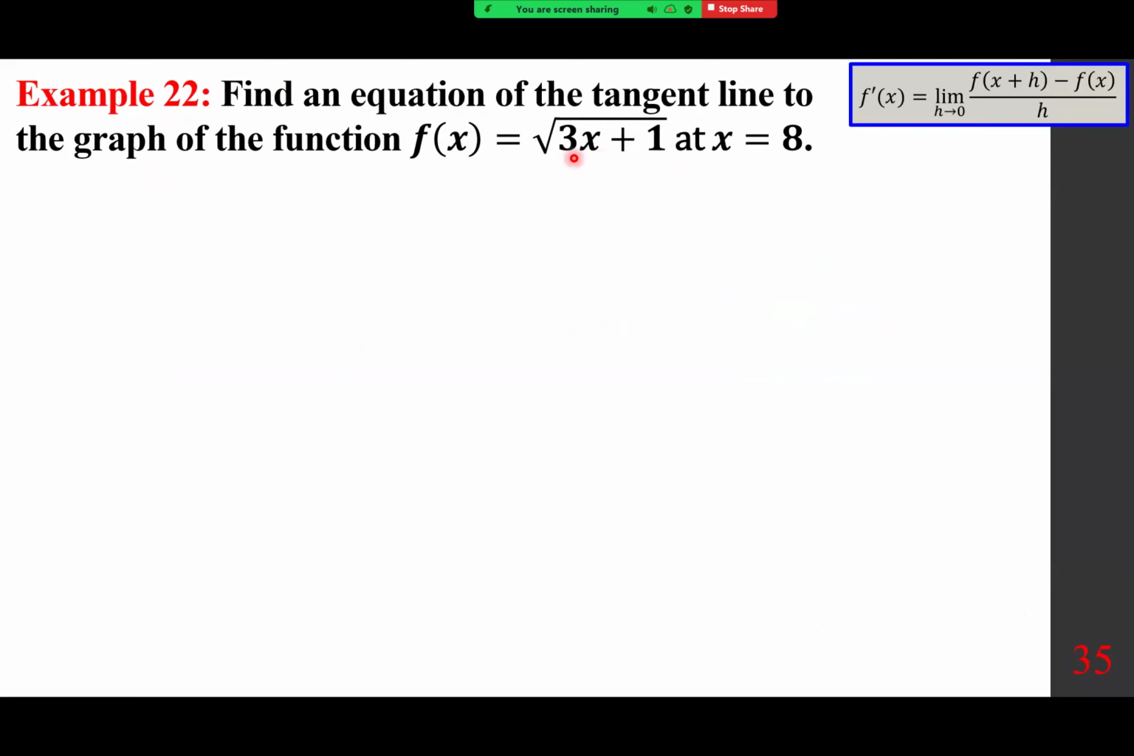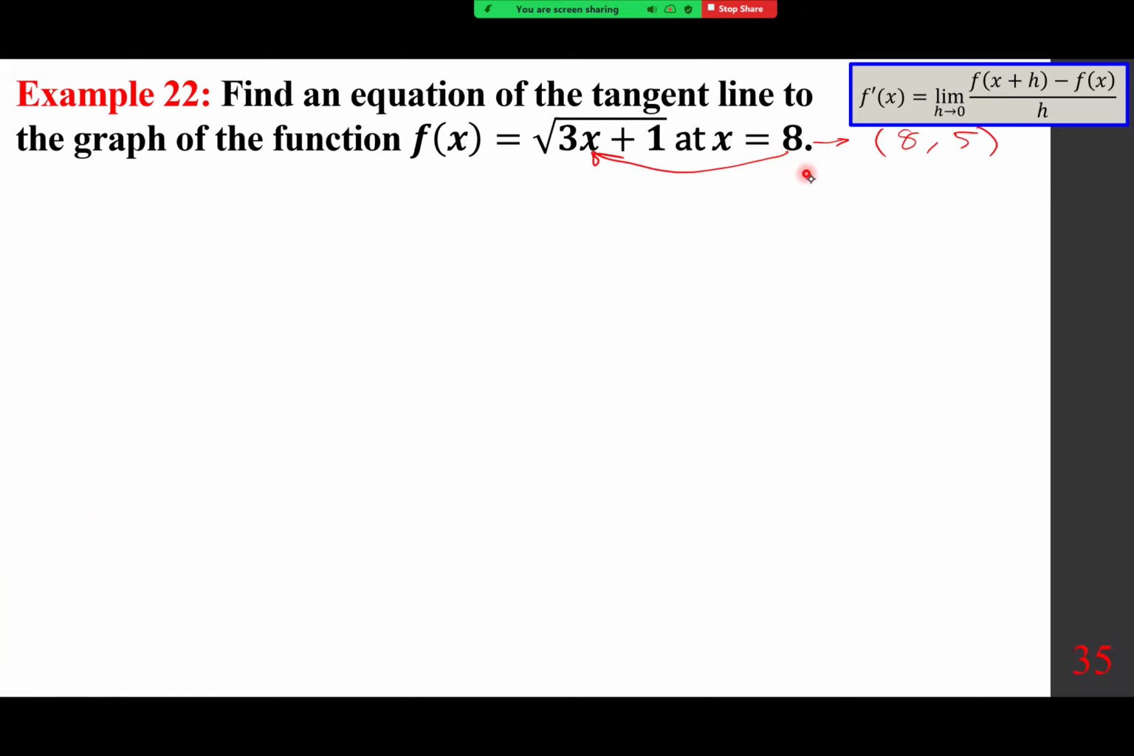Which means 8 times 3, 24 plus 1 is 25, square root is 5. So the pair is (8, 5). So plug in, the pair (x, y) becomes (x, 5). To find the slope, we use either f prime of x and then we put in 8, or we find f prime of a, namely 8, in one shot.